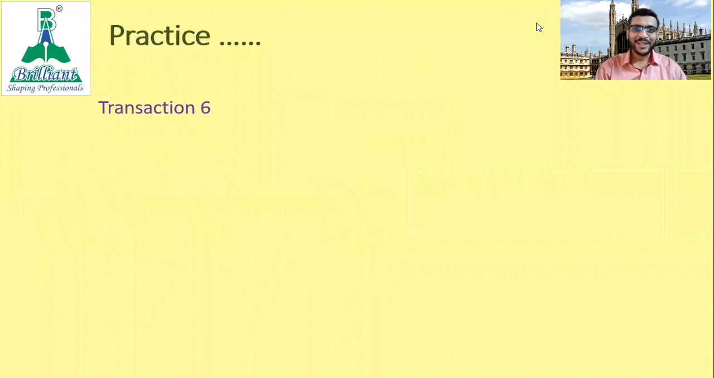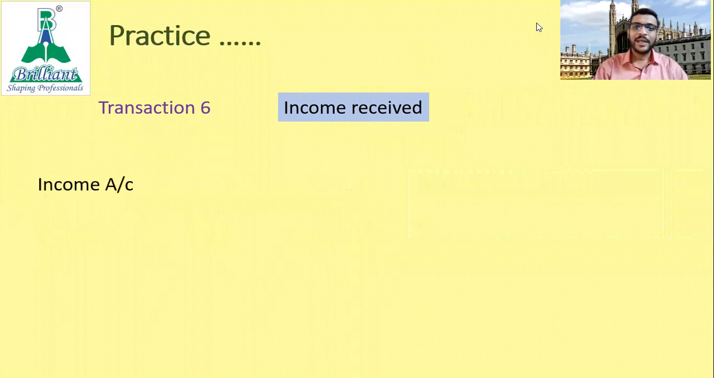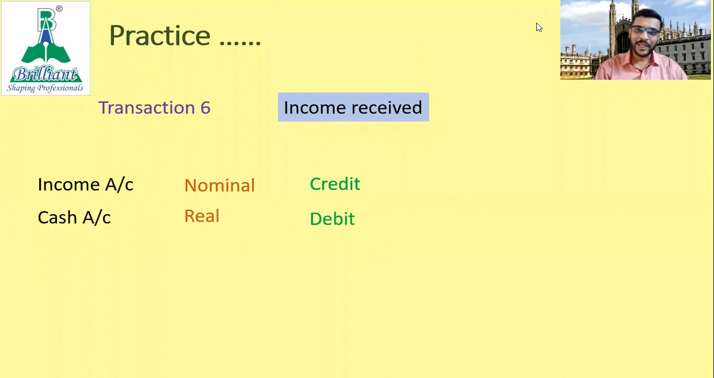Okay, one more. Transaction number 6, income received. Now it is the opposite of expenses. So the accounts involved: one is income account, and received means cash account. Income account is a nominal account. So for the nominal account rule: debit expenses and losses, credit incomes and gains. So we will credit income account. And received means cash account. Cash is a real account. Cash is received, so cash account should be debited.